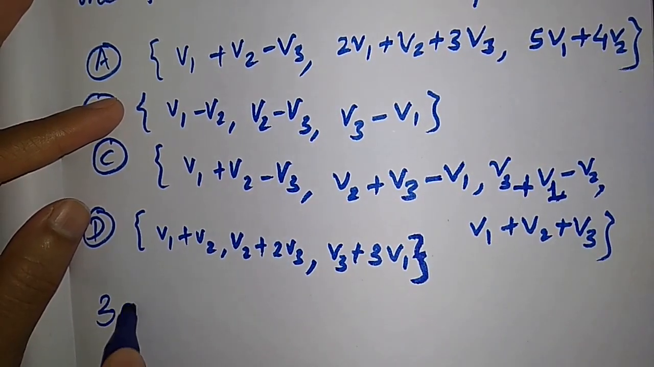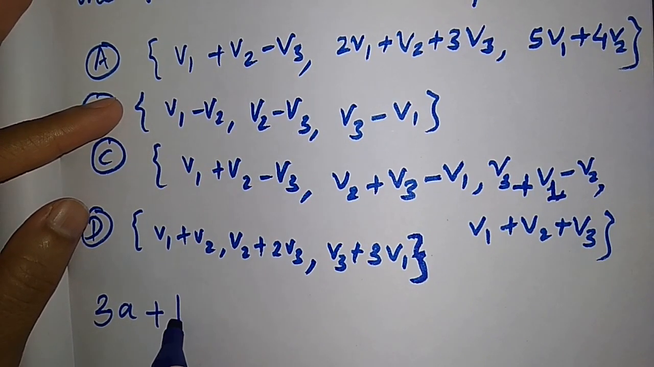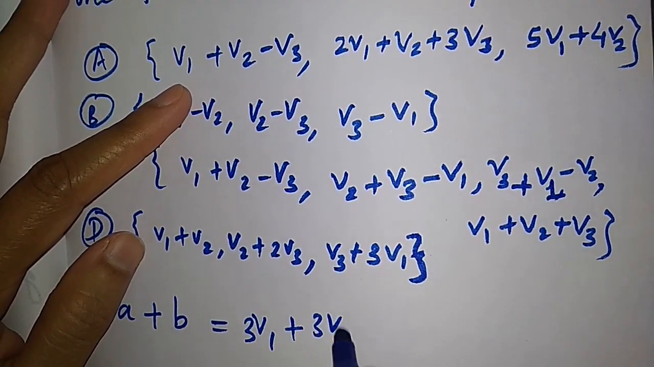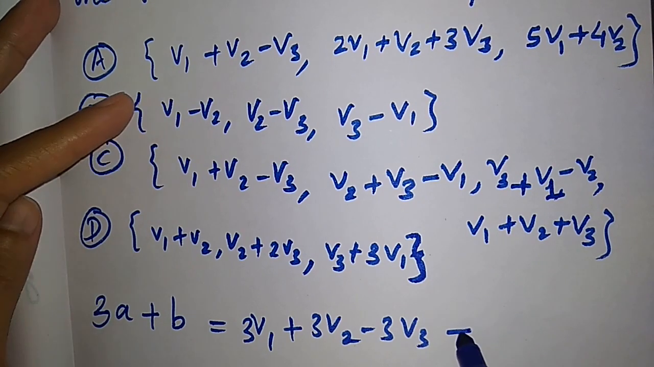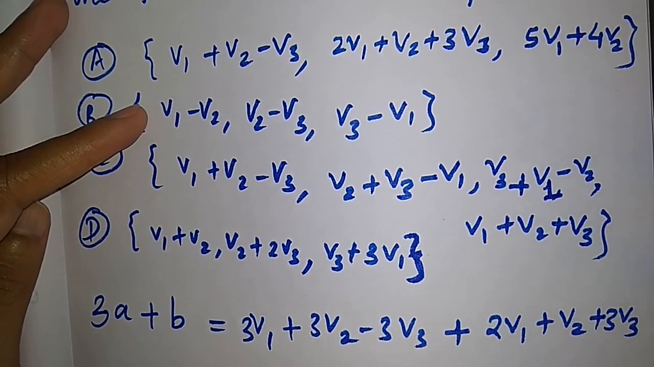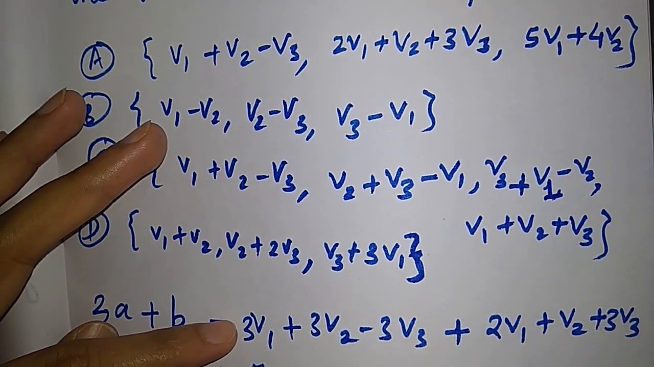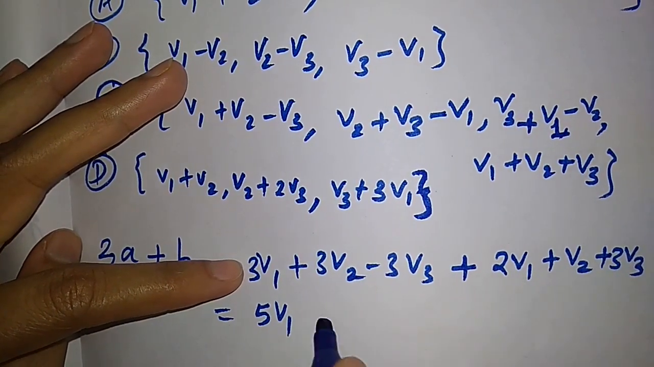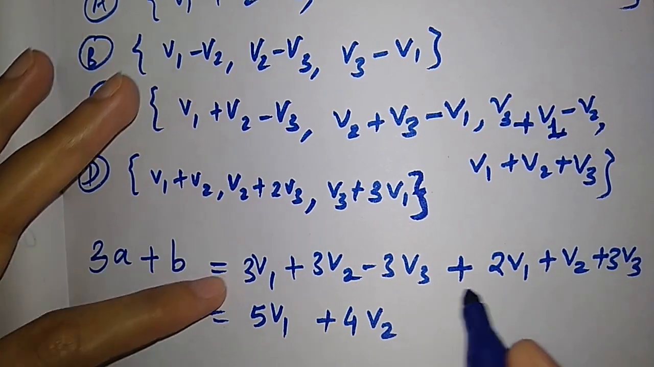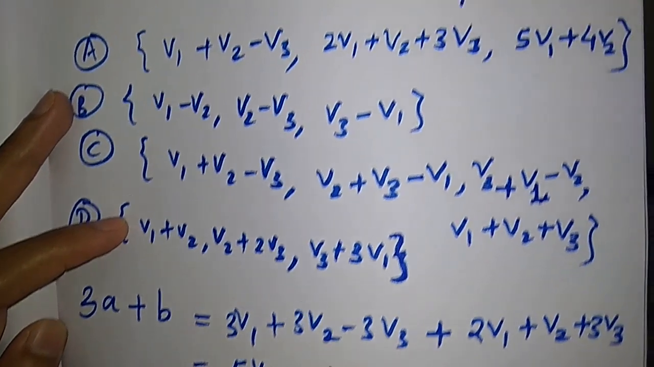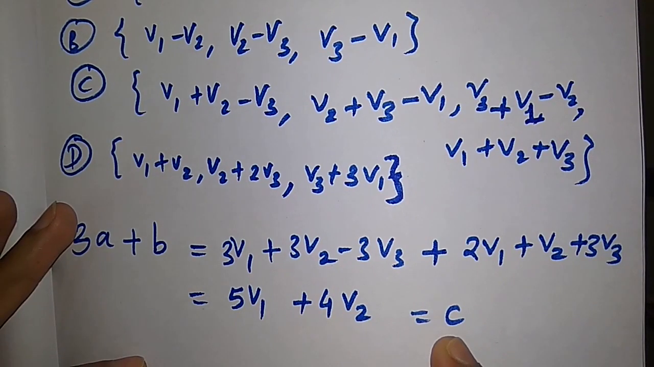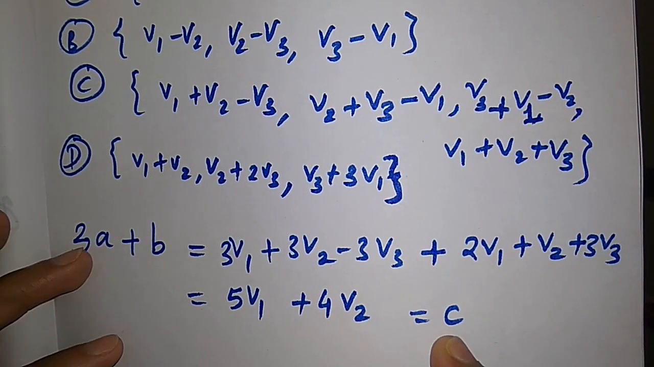So 3 into A plus the vector B is equal to 3v1 plus 3v2 minus 3v3 plus 2v1 plus v2 plus 3v3. This is 3v1 plus 2v1 is 5v1, then 3v2 plus v2 is 4v2, and then minus 3v3 plus 3v3 is just 0. So this is 5v1 plus 4 times v2. This is nothing but the third vector C. So I can express the third vector C as a linear combination of the first 2 vectors.